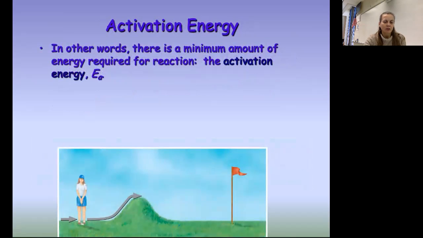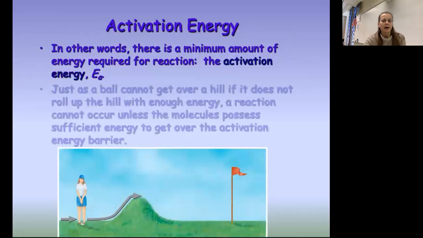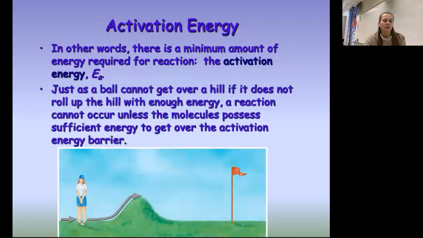So just as our golfer here needs to hit the ball hard enough to get it up and over that little hill at the edge of the green, our reaction can't occur unless the molecules have enough energy to get over that activation energy barrier. So that's one factor of an effective collision. The collision has to occur with enough energy to overcome the activation energy barrier.